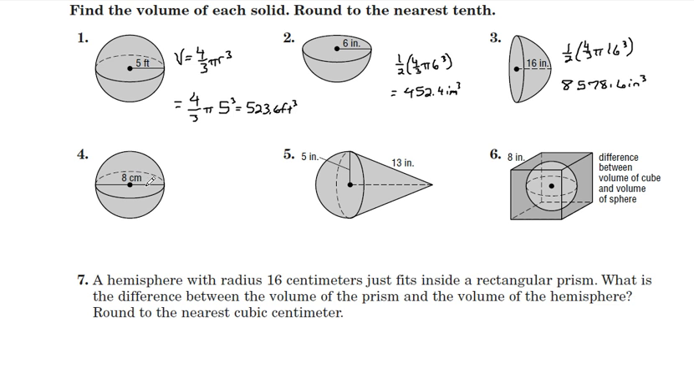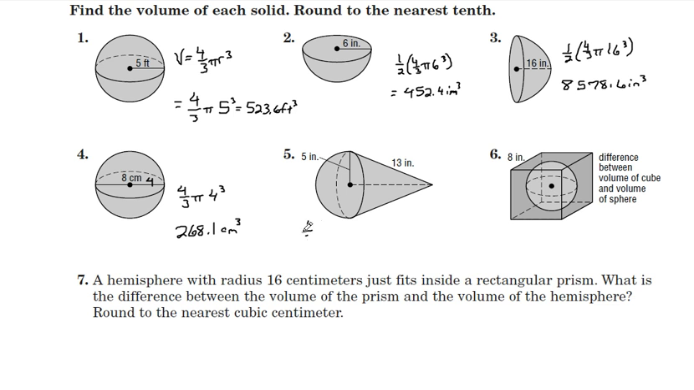Number 4, given a diameter, that means the radius is 4. 4/3 pi 4 to the third. That's going to yield 268.1 cubic centimeters.